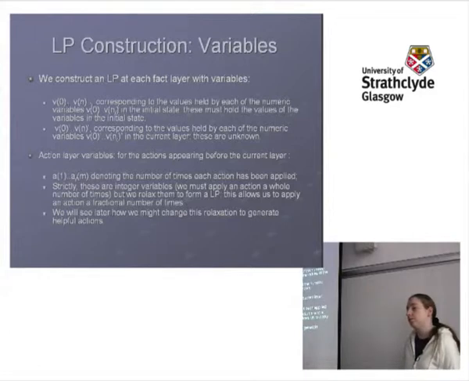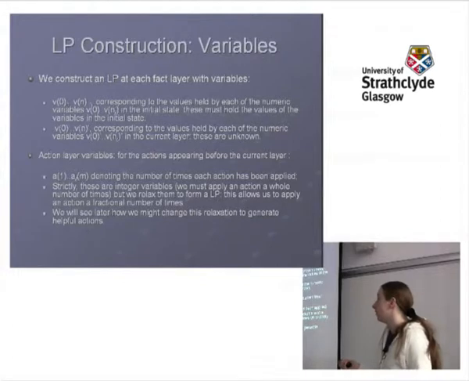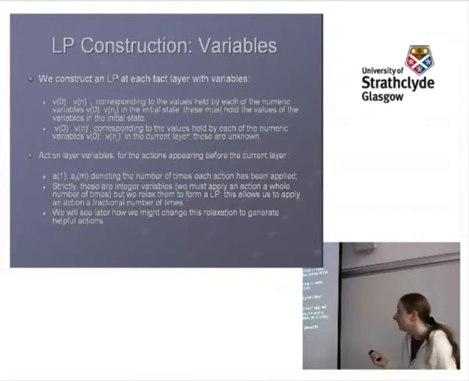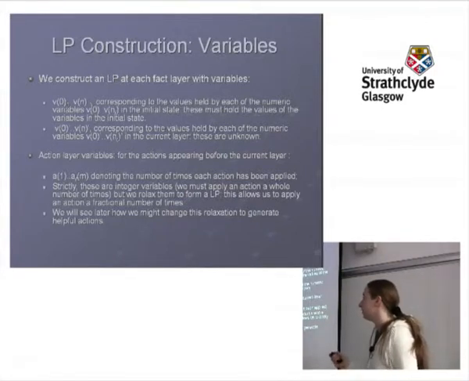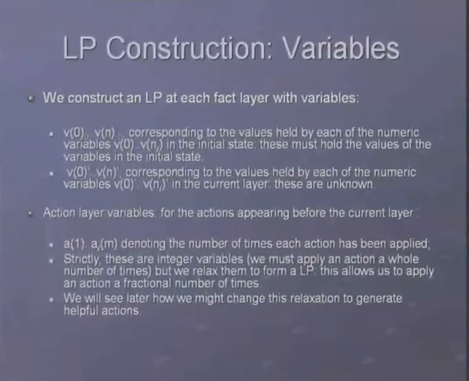So this is just to make more formal how we construct an LP at each layer. So in the general case, for a given planning problem, we construct variables v0 to vn for the initial state. And these are just the values of the variables in the initial state. So in our example, we have the amount of packages in the lorry is 0, the material at the site is 4, and so on.